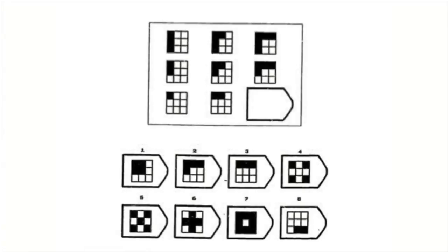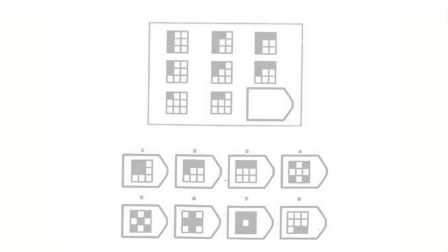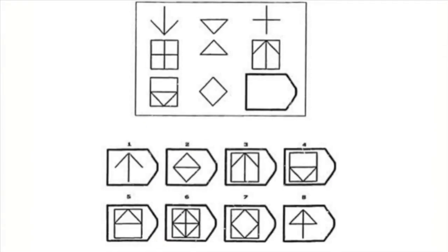What about this? The correct answer is 3. The number of black squares in each entry increases in the top row from 1 to 2 to 3. Similarly, the number of black squares in the first column decreases from 3 to 2 to 1. What about this figure? The correct answer is 5. Each figure element, horizontal line, vertical line, or V-shape, occurs 2 times in each row.